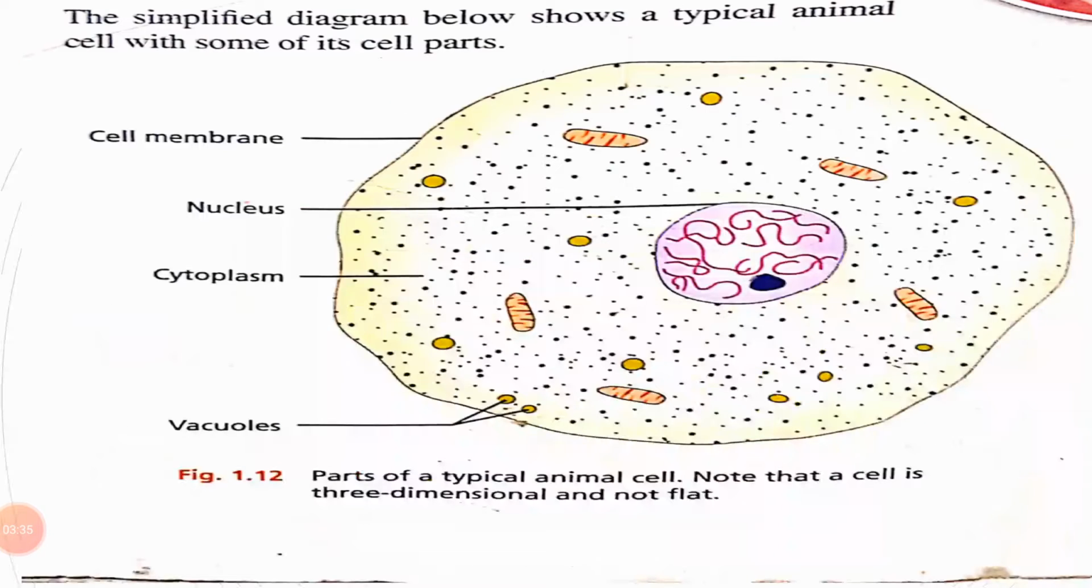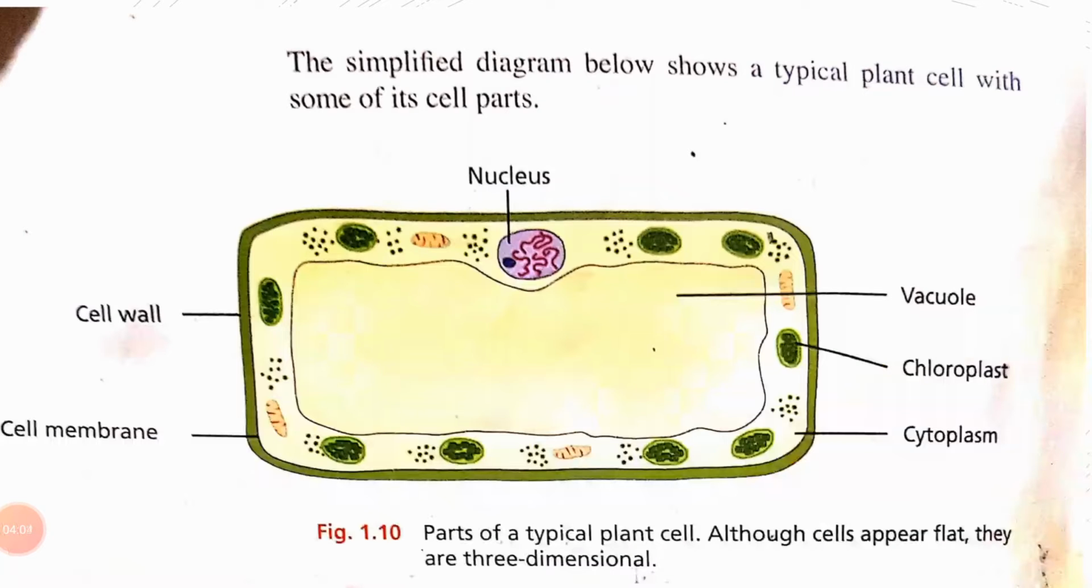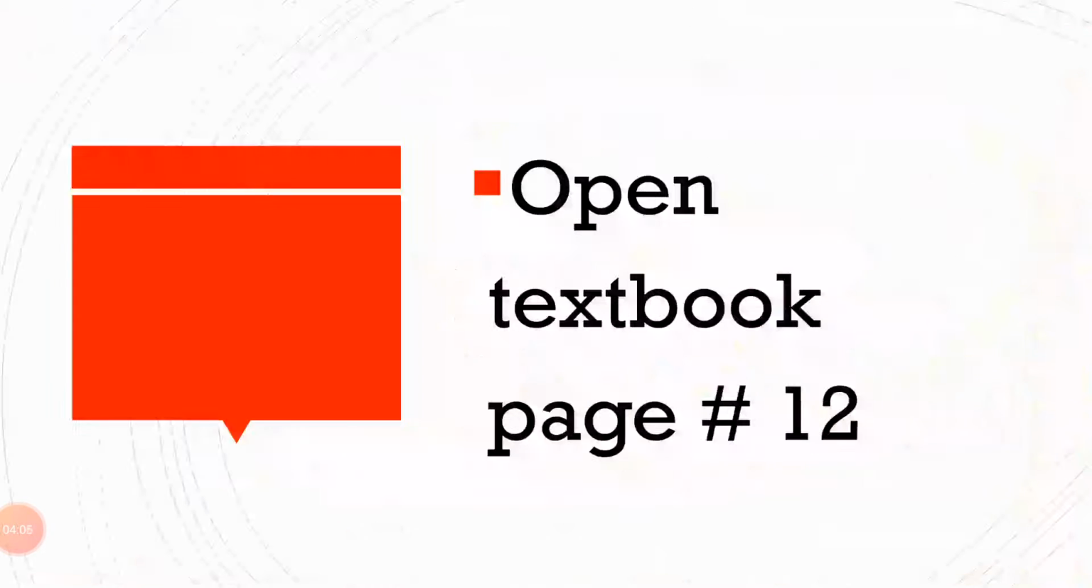And why is this green pigment absent in the animal cell? Because animal cells cannot make their own food. Okay, now look at the other cell organelles here: cell membrane, nucleus, cytoplasm, vacuoles. These are all cell parts which are given here.